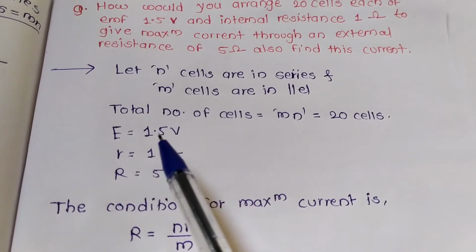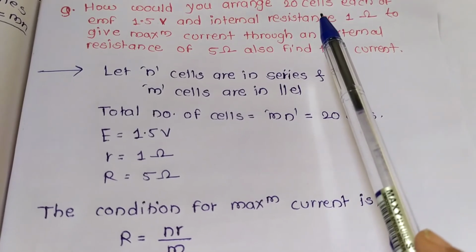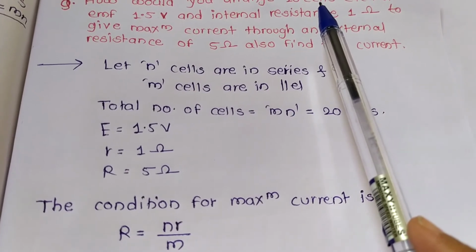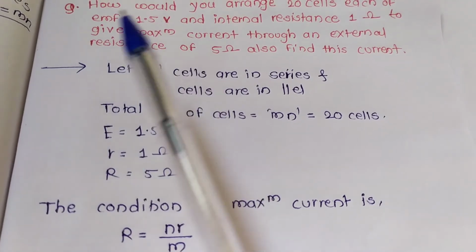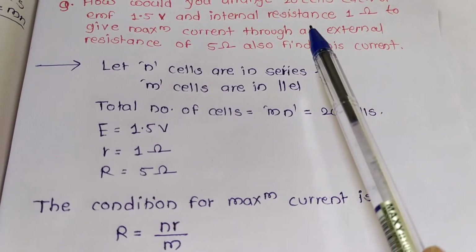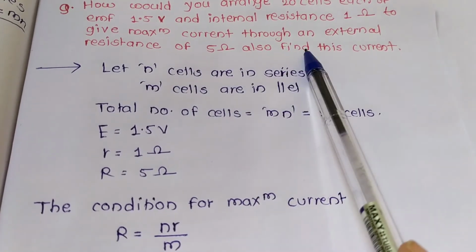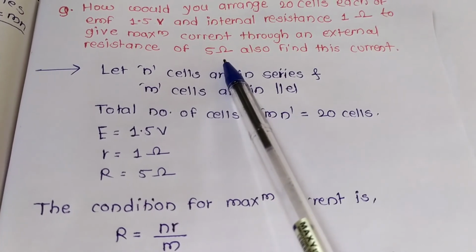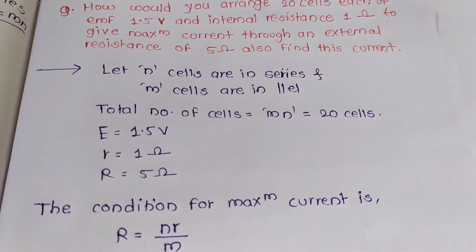Now for better understanding, solve this problem. How would you arrange 20 cells? We are given a total of 20 cells, meaning m into n is equal to 20, each of EMF 1.5 volt. EMF E is equal to 1.5 volt. Internal resistance small r is equal to 1 ohm, to give maximum current through an external resistance of 5 ohm. External resistance 5 ohm, capital R is equal to 5 ohm. Also find that current.